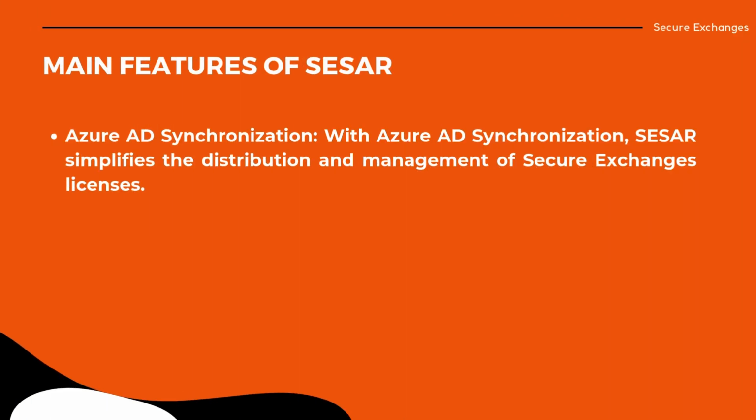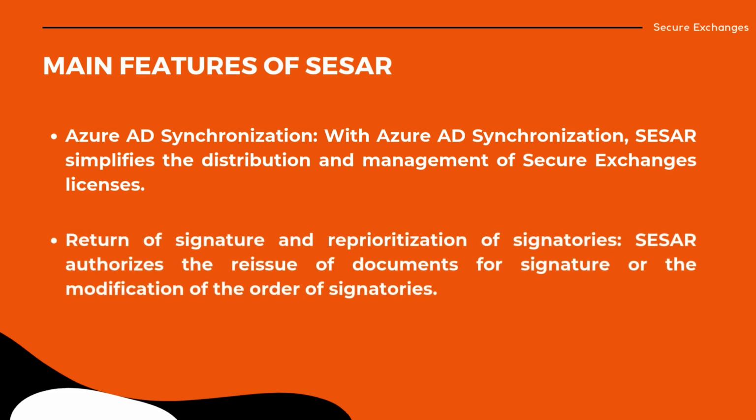By synchronizing with Azure AD, SESAR enables efficient user management, ensuring that the right people have the right access. SESAR enables signature links to be regenerated, or the order of signatories to be changed, for a document that has already been sent but is still awaiting signature. This flexibility makes it possible to adapt to the changing needs of signature processes.